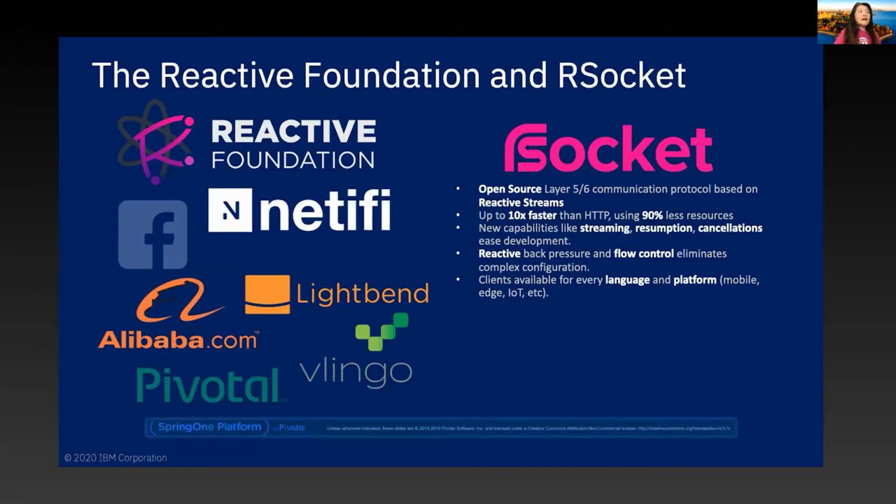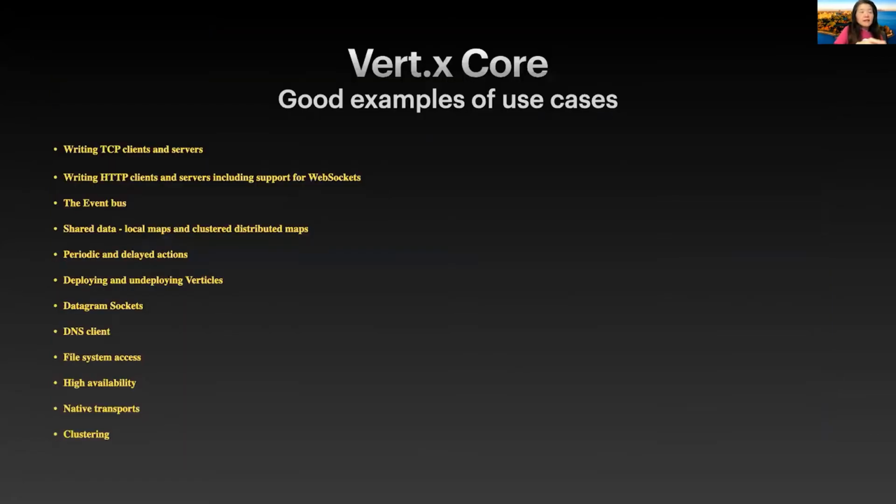This is also a quick note about reactive streams. There's also RSocket, which is now managed by the Reactive Foundation under the Linux Foundation. These are the six companies that started it. This is a bit of an older slide from last year, provided by VMware. I thought it was nice because RSocket is a lower level, layer 5 and 6 communication protocol that's also based on reactive streams and is really fast. So just to give you some kind of a comparison.